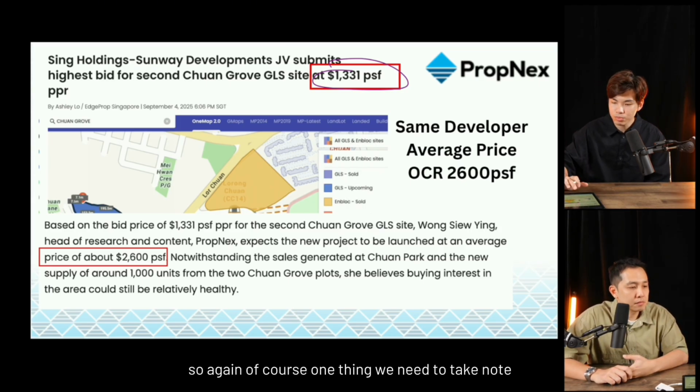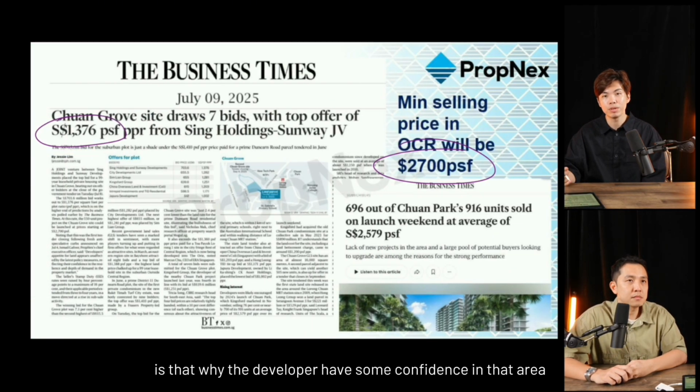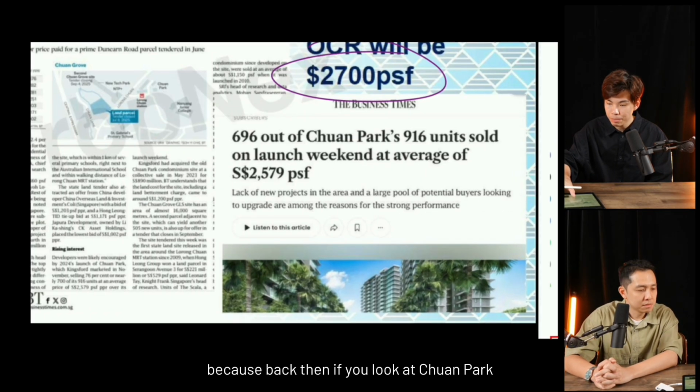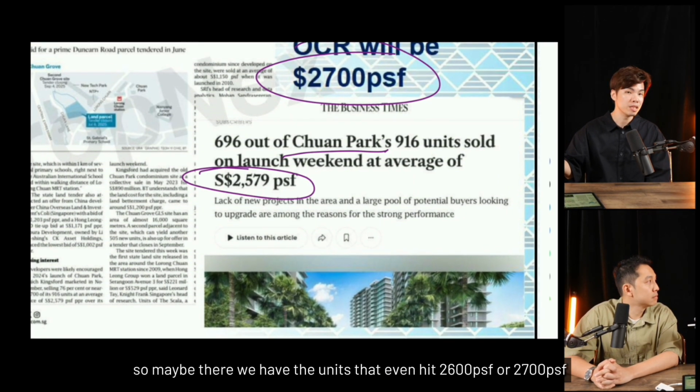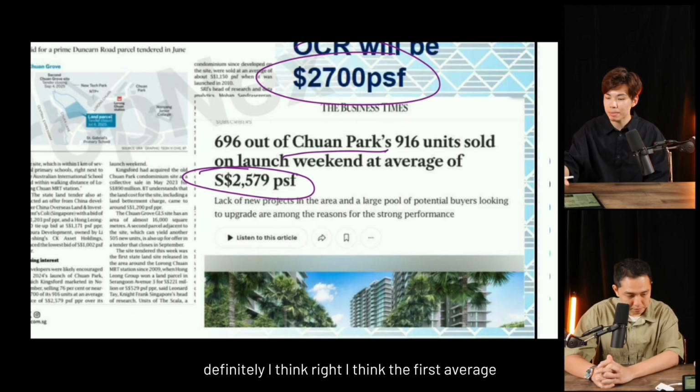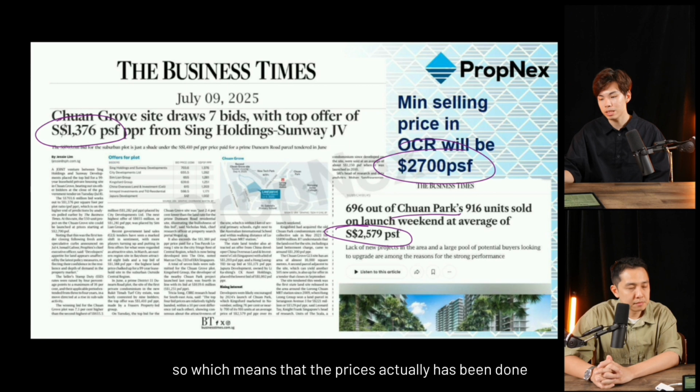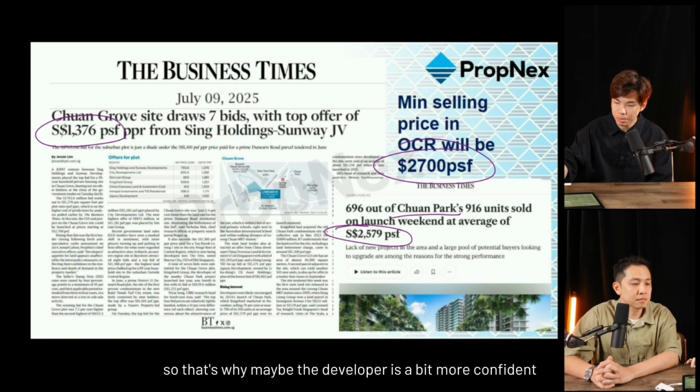So again, one thing we need to take note of is why the developer has some confidence in that area, because back then if you look at Chuan Park, the average is already 2,500. So maybe there will be units that even hit 2,600 or 2,700. Definitely, I think the first average means that the prices have actually been done. So that's why maybe the developer is a bit more confident.